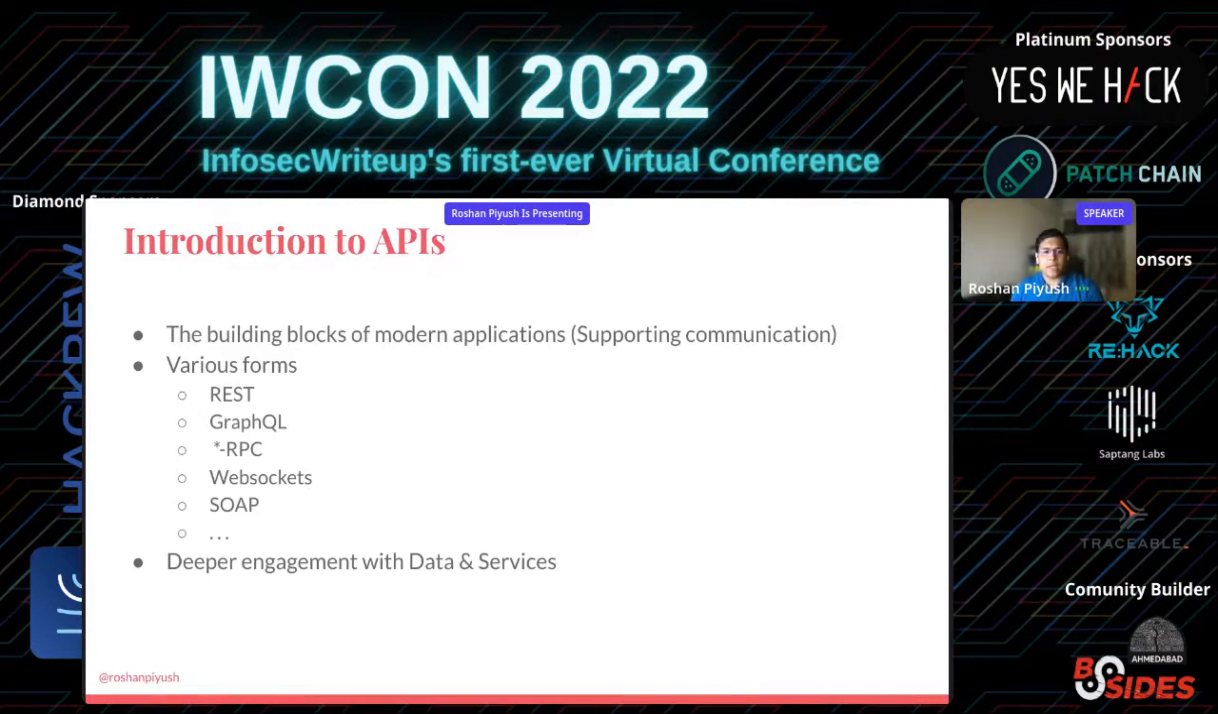We know APIs as the building blocks of modern applications, supporting communication between different services, and even the smallest devices of everything that we use today are built on APIs. APIs have become the atomic communication structure between services. In the whole microservice world we are building, it has become the atomic communication structure between different services.